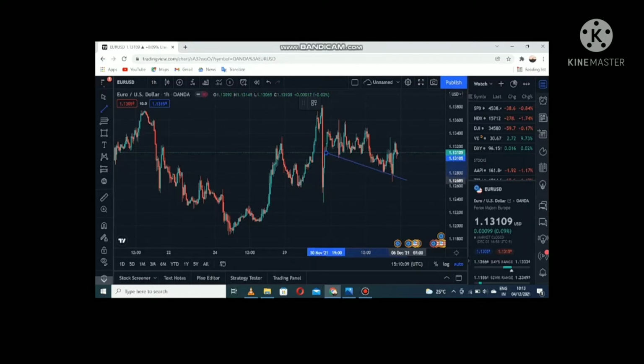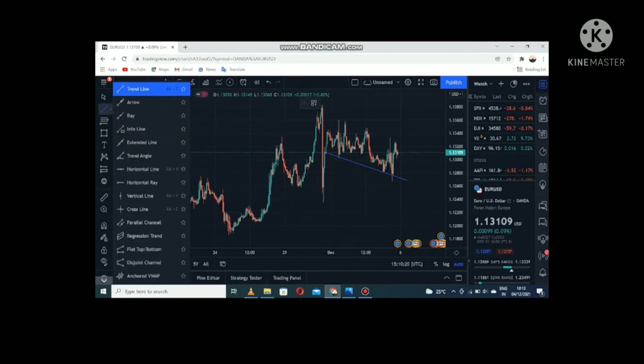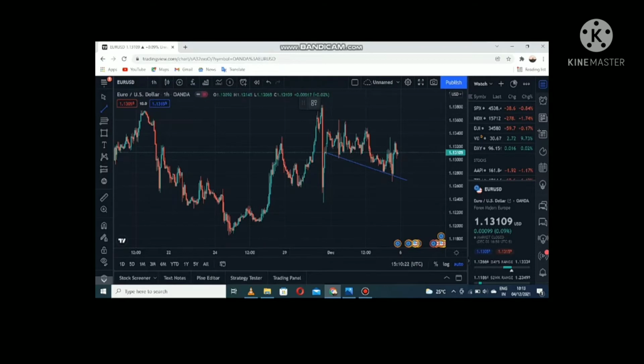So we started with our trend lines. A trend line, as you can see, we get it from there and we put it around there. In the upper region, you can see a clear bearish trend. We insert our trend line around there. That's our trend line.